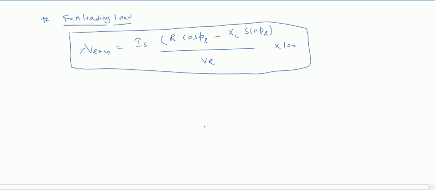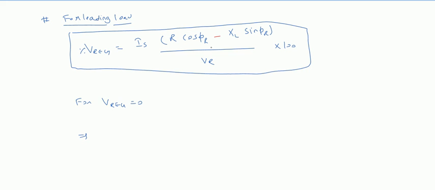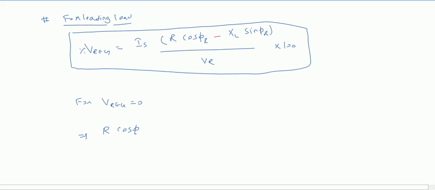For percentage regulation we can multiply this by 100. So if we want to make this zero, what do we have to do? For voltage regulation to be zero, I have to equate this part to zero. Only then it will become 0. R cos phi r minus xl sin phi r equals 0. So I can say that phi r will become what?